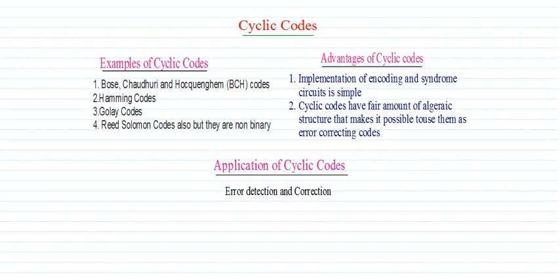When it comes to the advantages of cyclic codes, the implementation of the encoding and syndrome circuit is very simple, because it requires only shift registers and adders. So it's a very simple circuit that we can build, and the complexity is very low. The second advantage is that cyclic codes have a fair amount of algebraic structure that makes it possible to use them as error correcting codes. Now when it comes to applications, they are mainly used for error detection and correction purposes.